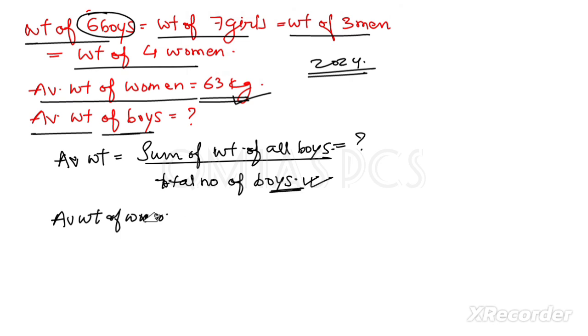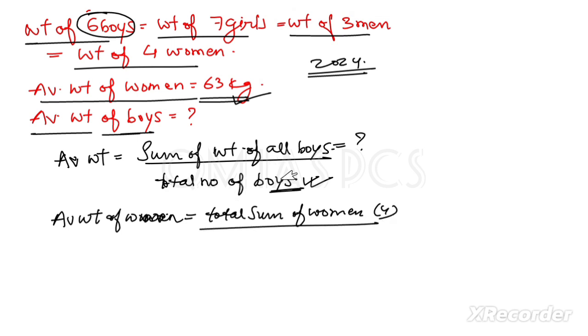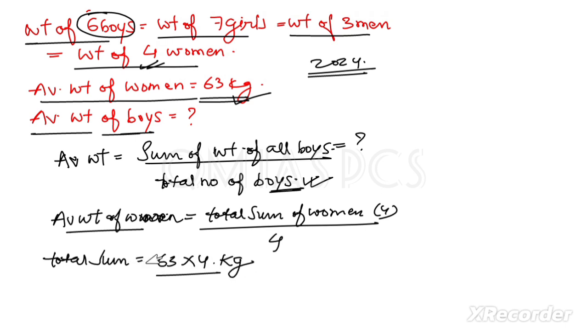Average weight of women is equal to the total sum of women divided by total numbers. How many women? 4. Total number is 4, 4 women are given here. So what is the total sum? The total sum will be the average weight of women, 63 kg, multiplied by 4. We are not expanding this one, not multiplying, just writing 63 multiplied by 4. This much is the total sum of the weight of 4 women.